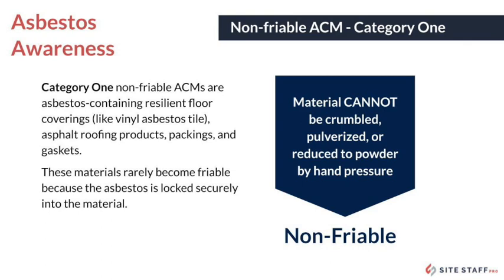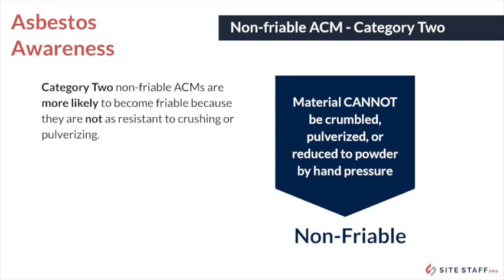Non-friable ACM is divided into 2 categories. Category 1 non-friable ACMs are asbestos-containing resilient floor coverings like vinyl asbestos tile, asphalt roofing products, packing, and gaskets. These materials rarely become friable because the asbestos is locked securely into the material. Category 2 non-friable ACMs are more likely to become friable because they are not as resistant to crushing or pulverizing.